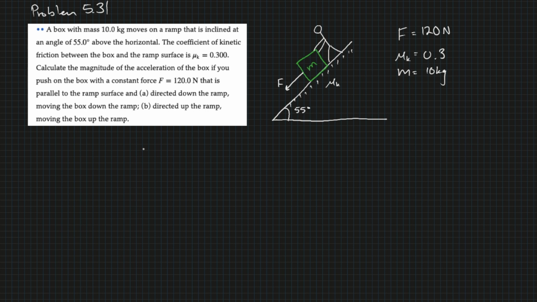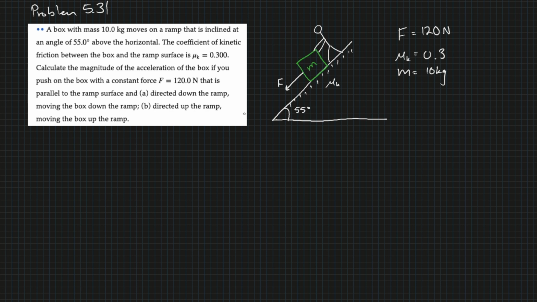In this problem, we have someone who's either pushing or pulling, depending on which part of the problem we're on, a box with a mass of 10 kilograms that is moving along an inclined plane, or a ramp, that is angled at 55 degrees above the horizontal. There's also a coefficient of kinetic friction between the box and the ramp of 0.3. And we want to calculate the magnitude of the acceleration of the box if you're pushing on the box with a constant force of 120 newtons, and that force is being applied parallel to the ramp surface.